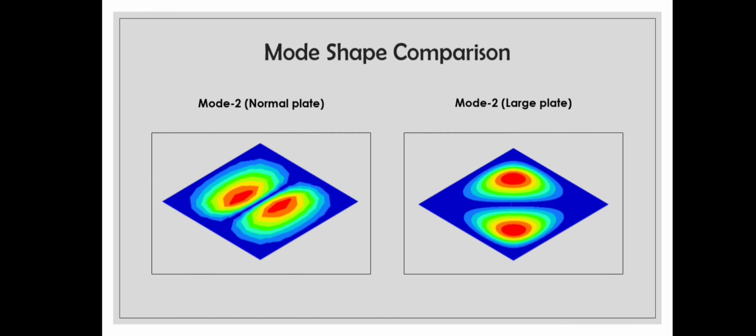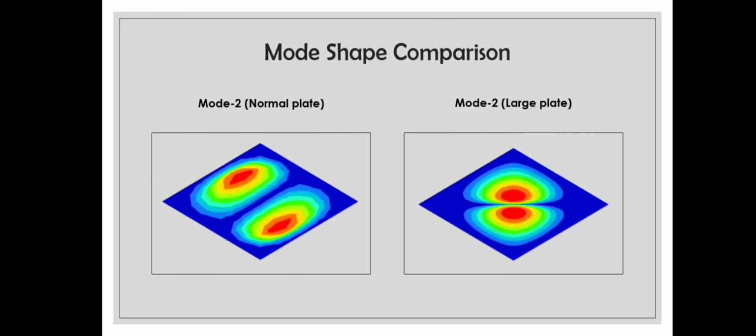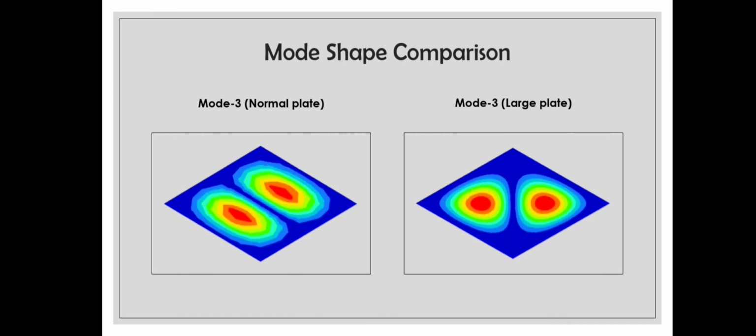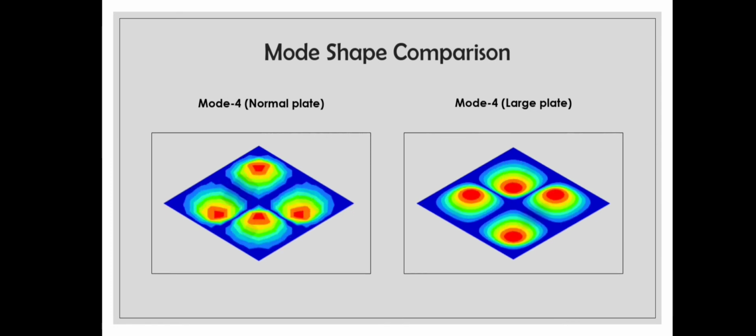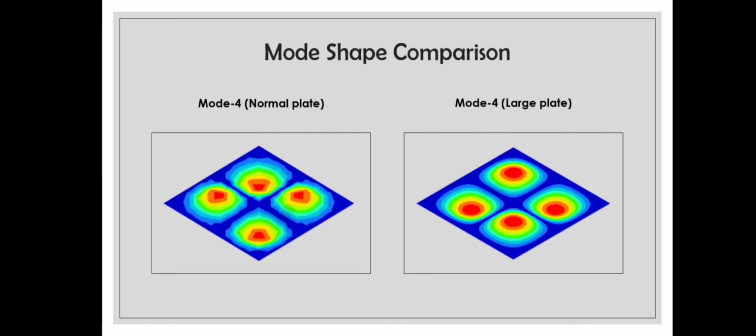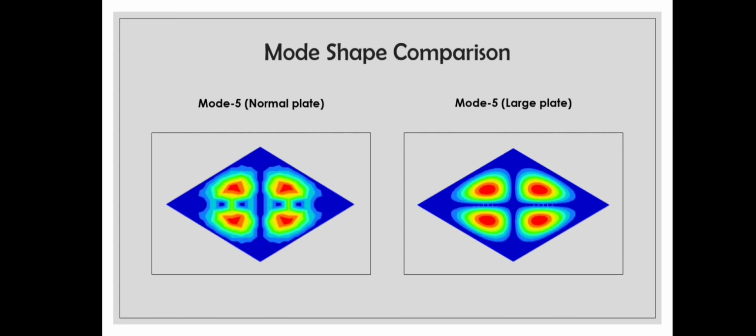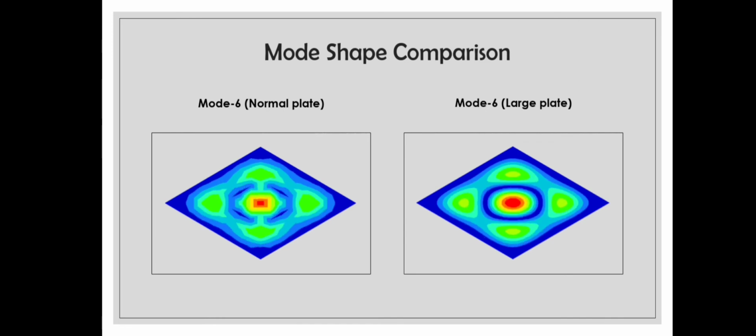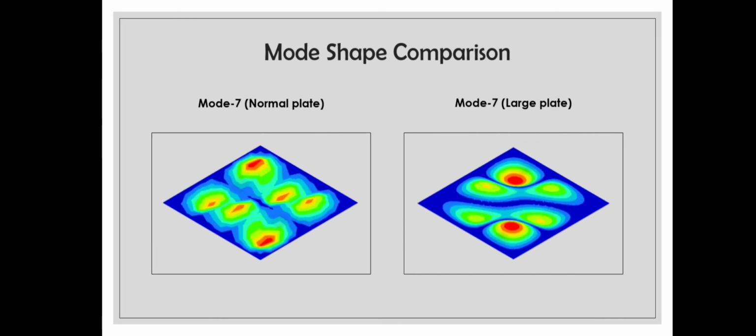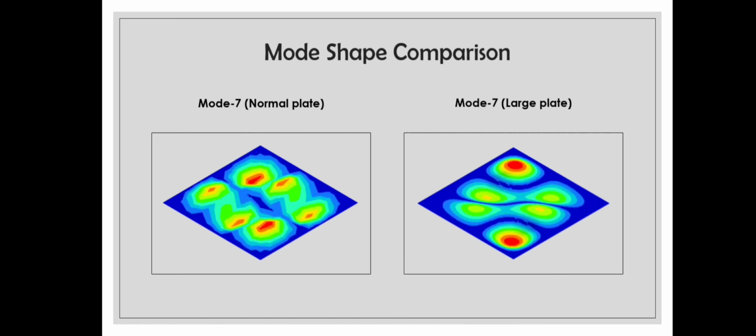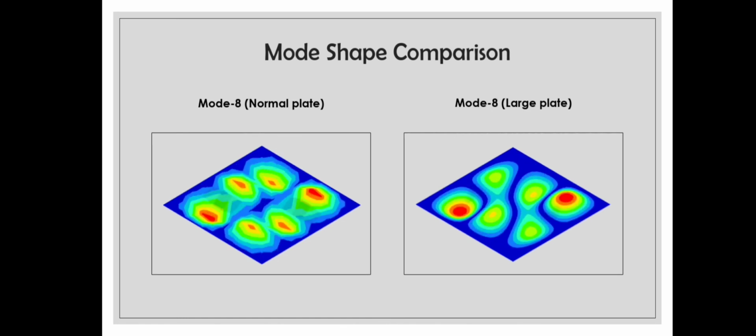This is the second mode shape. It's different. The third mode shape, again different. The fourth, it is the same. Fifth mode shape, well, close. Sixth one, similar. This is the seventh, somewhat different. And the eighth, a little different.